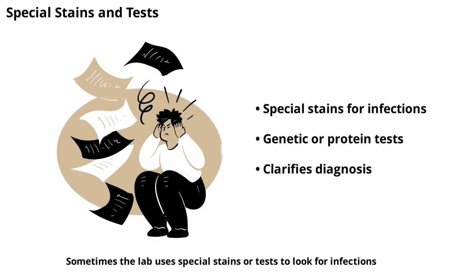Sometimes, the lab uses special stains or tests to look for infections, certain proteins, or genetic changes. These may be mentioned in the report as immunohistochemistry or molecular testing. These tests help clarify the diagnosis and guide treatment, especially if something unusual was found.